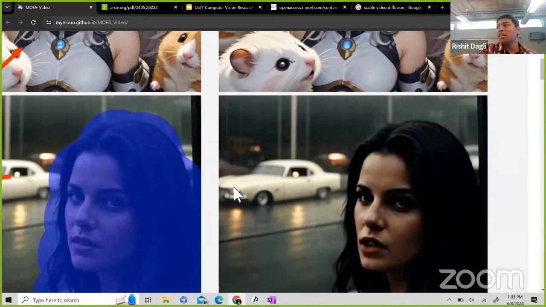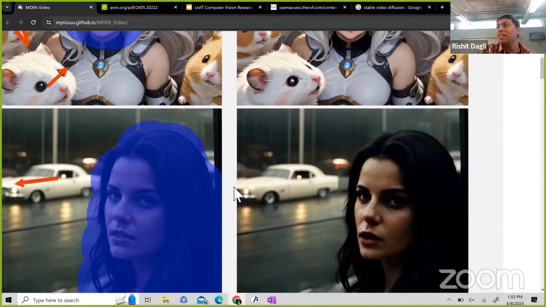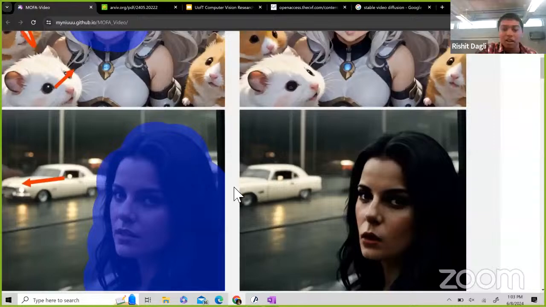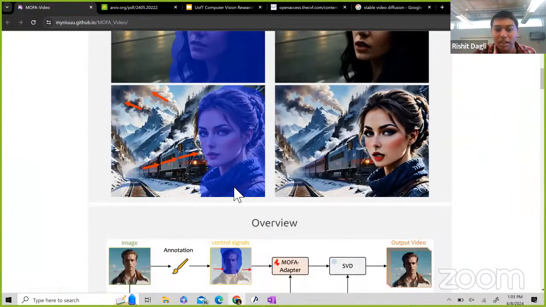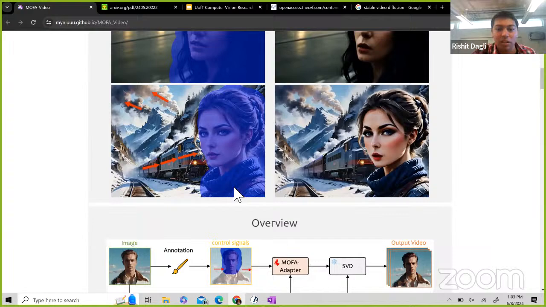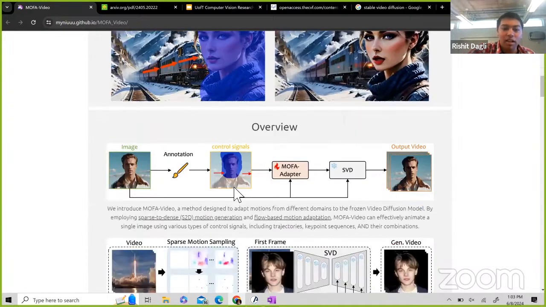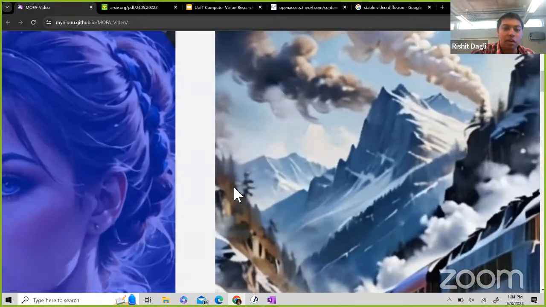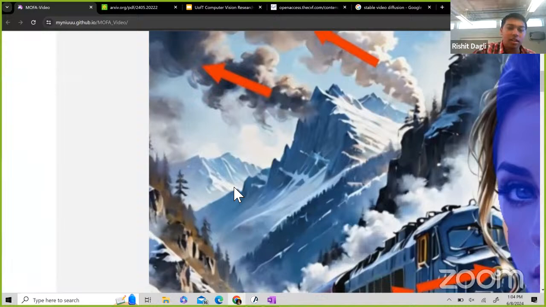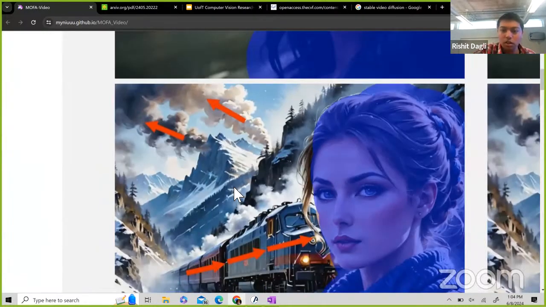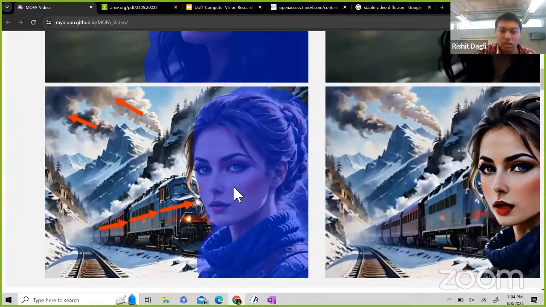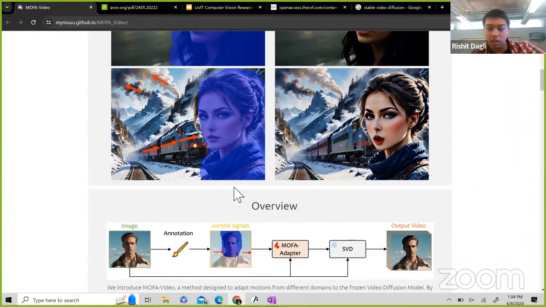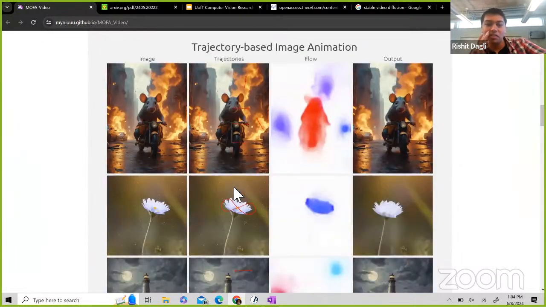Oh yes, the reflections are not consistent as well. So there are a few problems with this. But overall results seem decent enough. I guess there's also this one which has things moving on the extreme left, which the user did not specify. So there are some of these problems, but it still seems to work well, or at least decent enough.